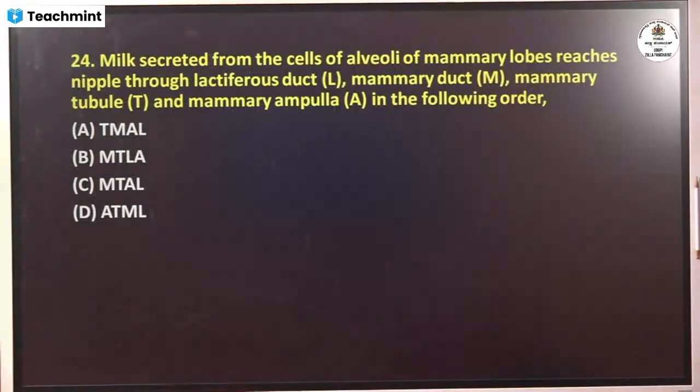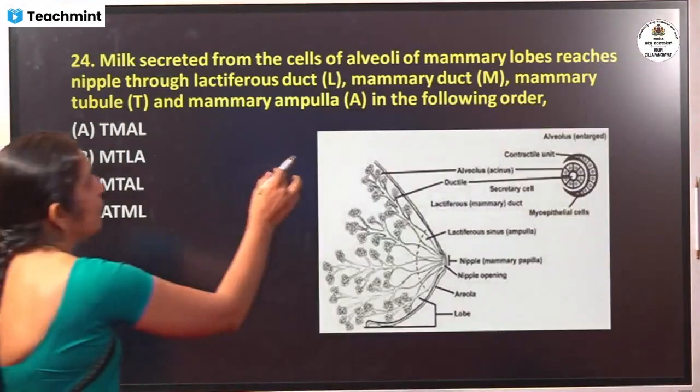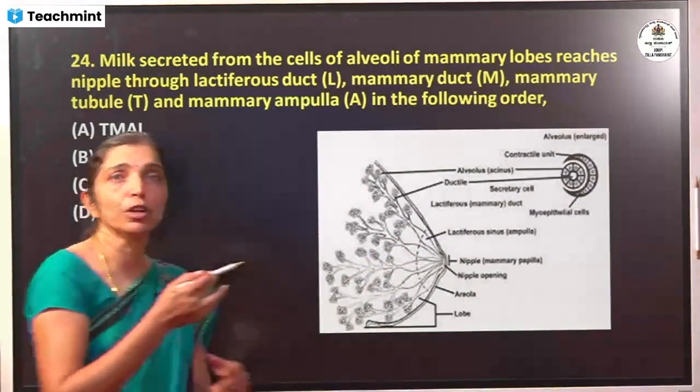Milk secreted from the cells of alveoli of mammary lobes reaches the nipple through lactiferous duct, which is represented as L, mammary duct, which is represented as M, mammary tubule, which is represented as T, and mammary ampulla, which is represented as A, in the following order: TMAL, MTLA, MTAL, ATML. So if you see, from where does the milk flow, in which order does it flow?